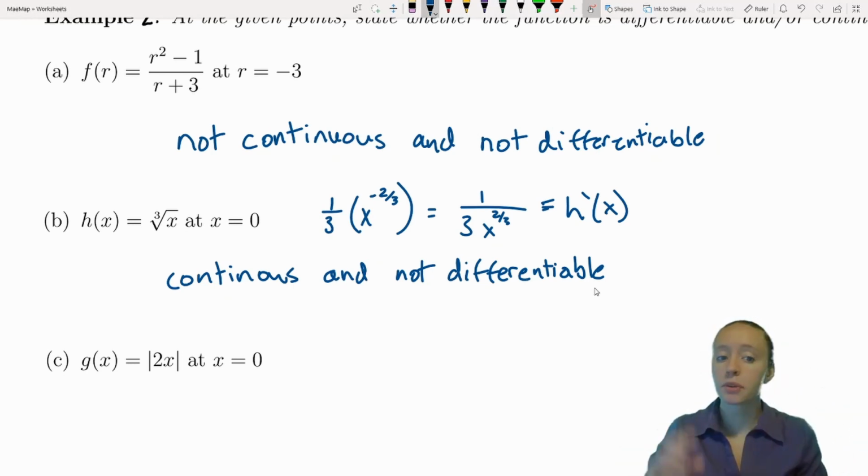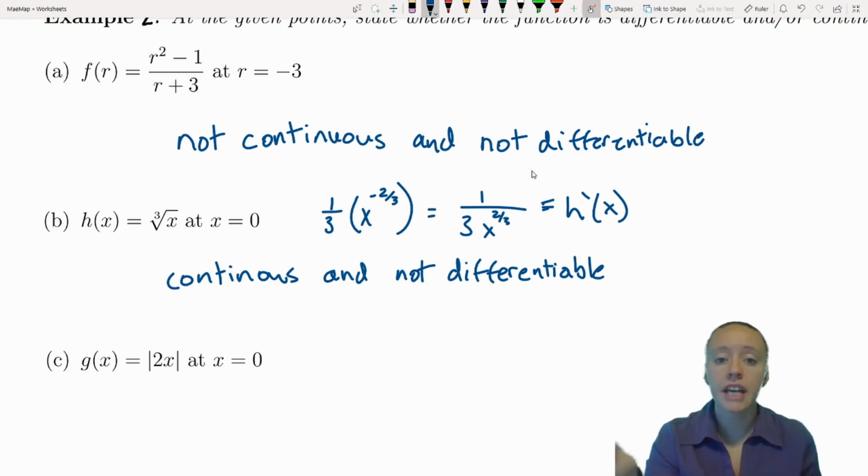If we are differentiable, then right away we can say we are continuous, or negate that and reverse it: if we're not continuous, then we're not differentiable. But if we are continuous, we can't say that we're definitely differentiable. We have to do some work to figure it out.